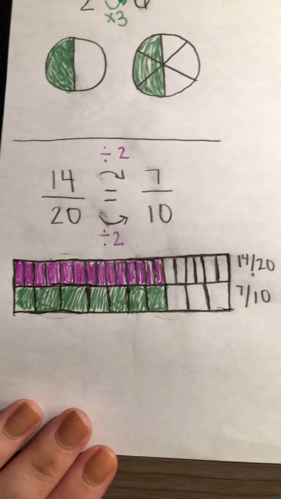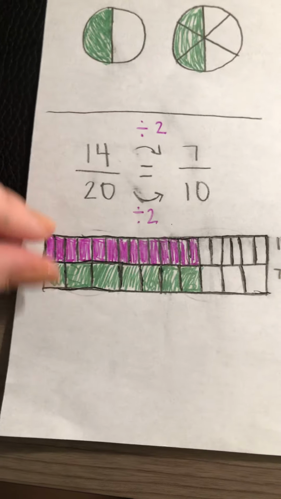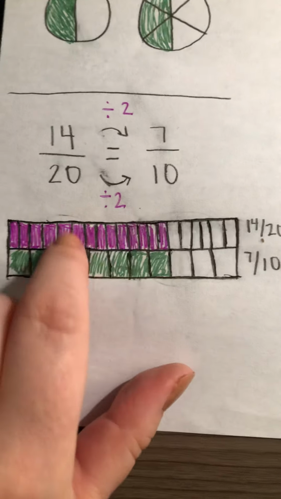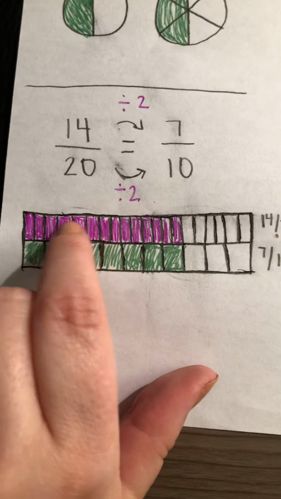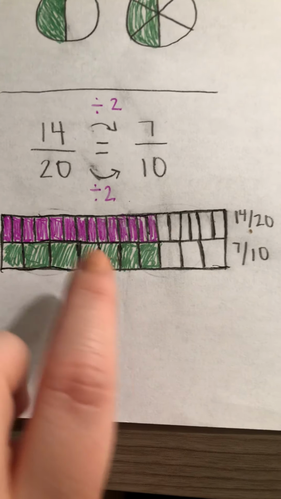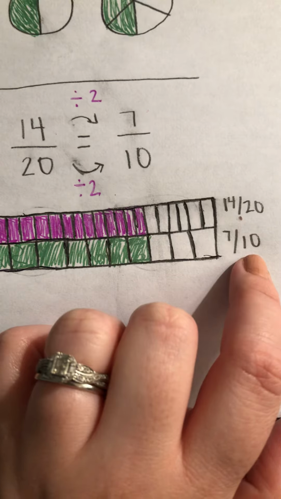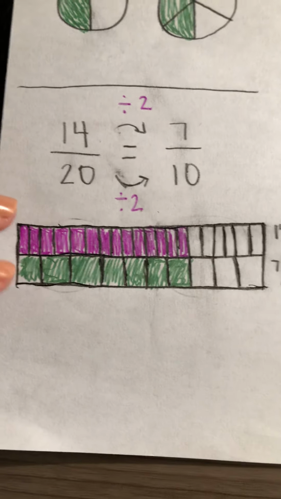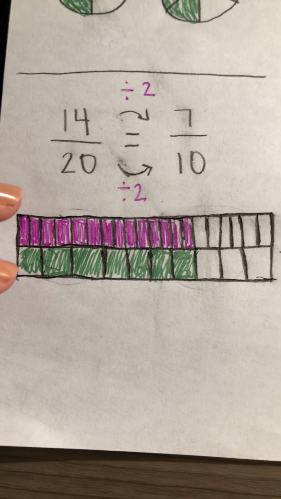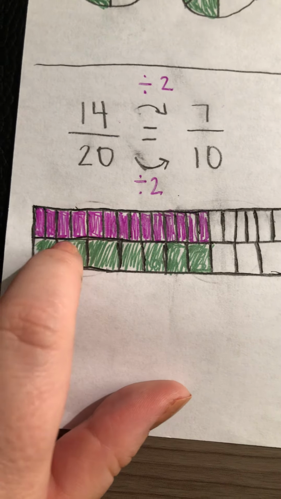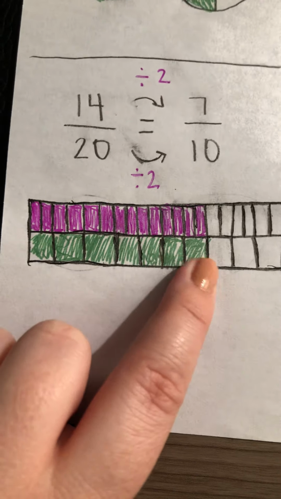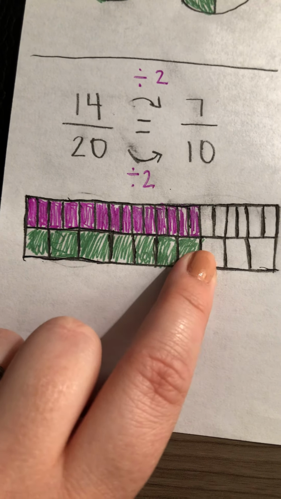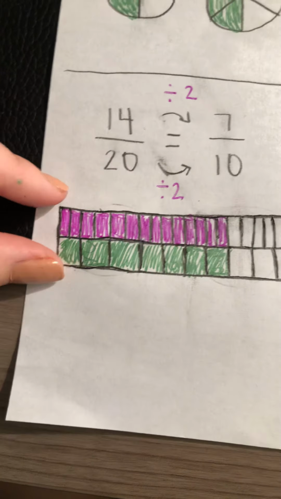And then I just have a box right here to visually show you that they are equivalent. I have 20 boxes right here, and I shaded in 14 of them. Then I have 10 boxes below here, and I shaded in 7. And you can see that they're equivalent. Now, when you're drawing pictures, it's important that you draw equal parts, because otherwise your shading will be off. So I had to make sure that these are all lined up so they can visually see that they are equal.